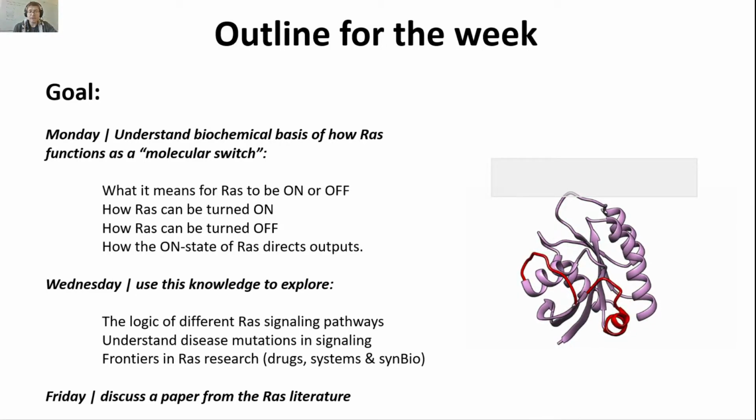And then we're going to learn how RAS being on or off directs RAS signaling to different outputs. Once we have this fundamental understanding of how RAS works from today's lecture, on Wednesday we'll use that knowledge to understand the logic of how different RAS signaling pathways make use of this on-off type of activity to provide different input-output relationships into the cell. We'll apply that to understand disease mutations in RAS signaling. RAS, as you'll learn, is one of the most commonly mutated proteins, or RAS signaling is one of the most commonly mutated signaling pathways in diseases like cancer as well as other developmental disorders.